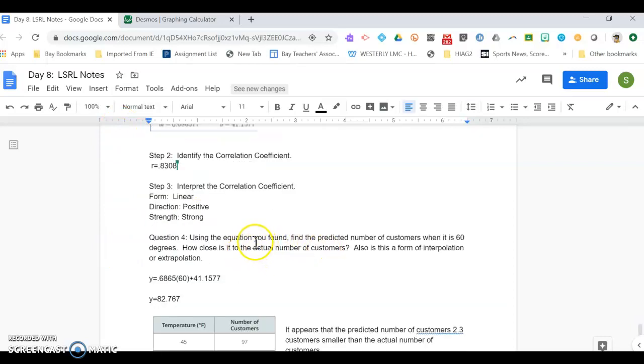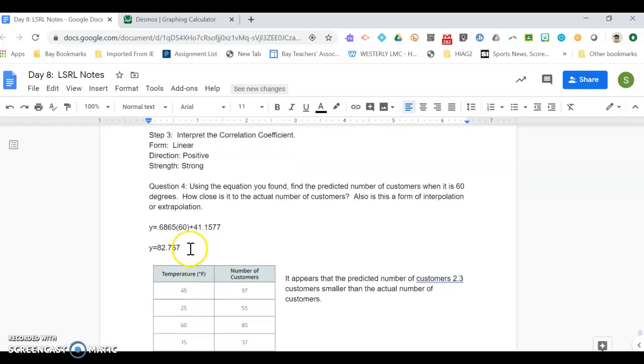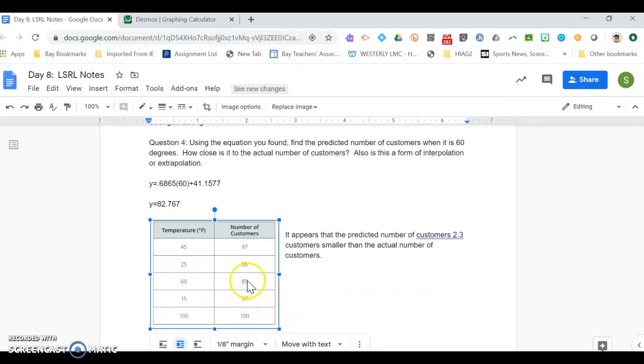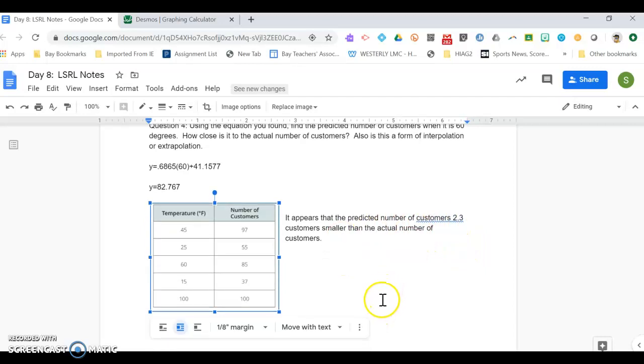Okay. So the next thing is, question 4 is asking us, using the equation you found, find the predicted number of customers when it is 60 degrees. So if I plug 60 into the equation that we got, I get 82.767. So how does that 82.77 compare to what the actual number was? When it was 60 degrees, it was 85. So what do I notice about it? Well, it's about 2.3 customers smaller than what the actual is.